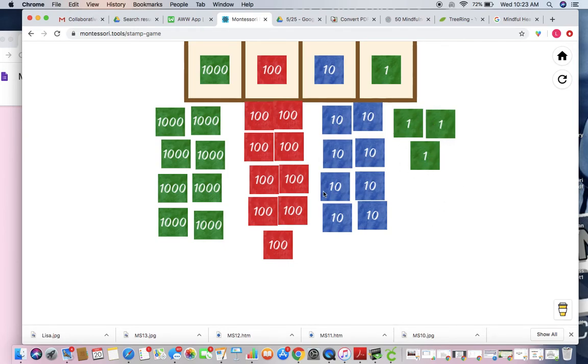We have 2, 4, 6, 8 tens, 2, 4, 6, 8 hundreds, and 2, 4, 6, 8 thousands. So all of our place values check out.